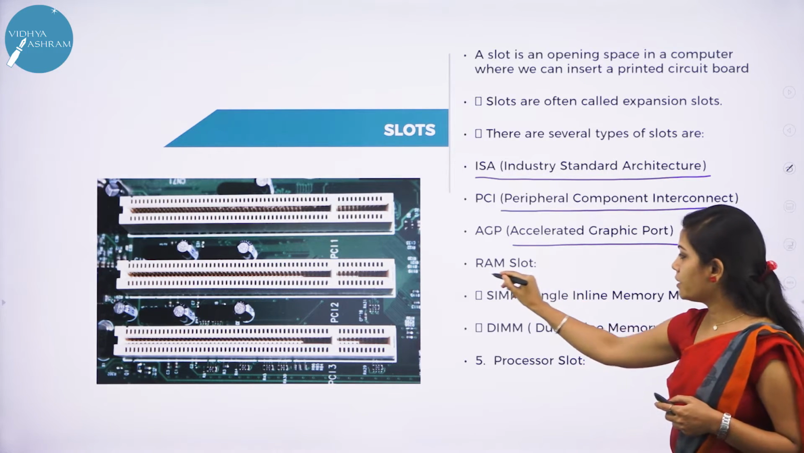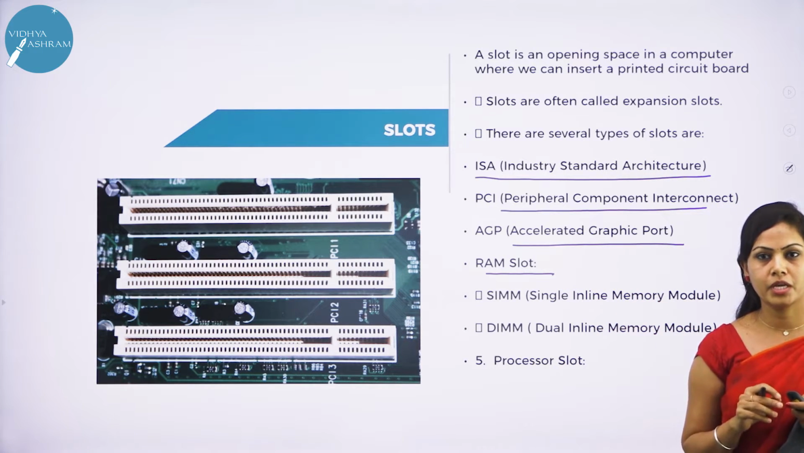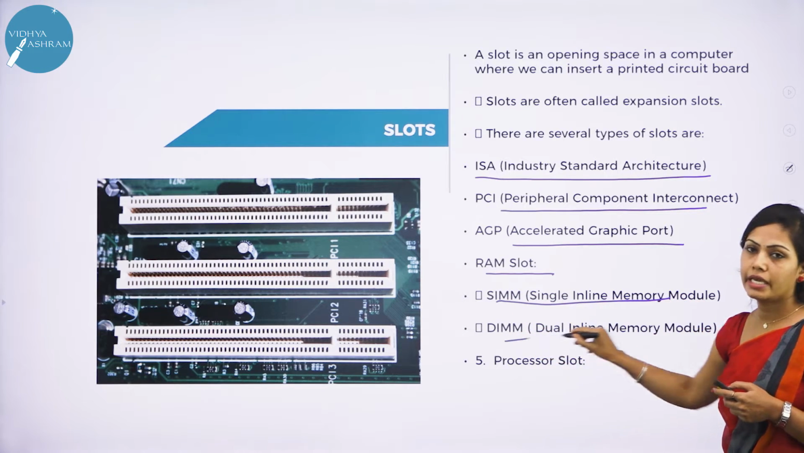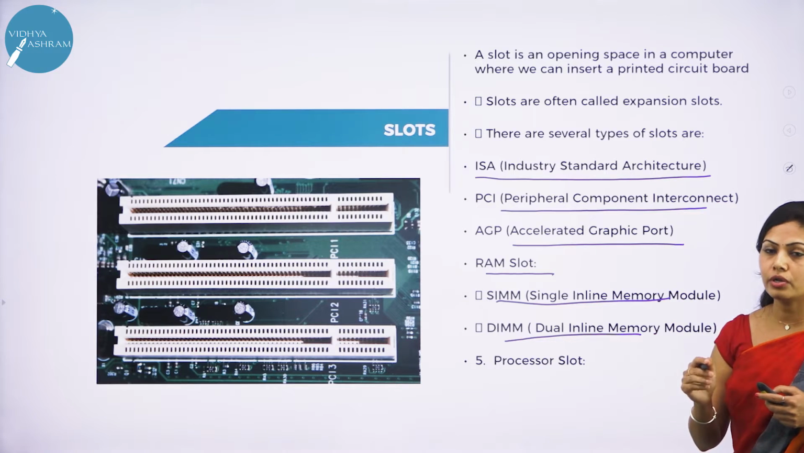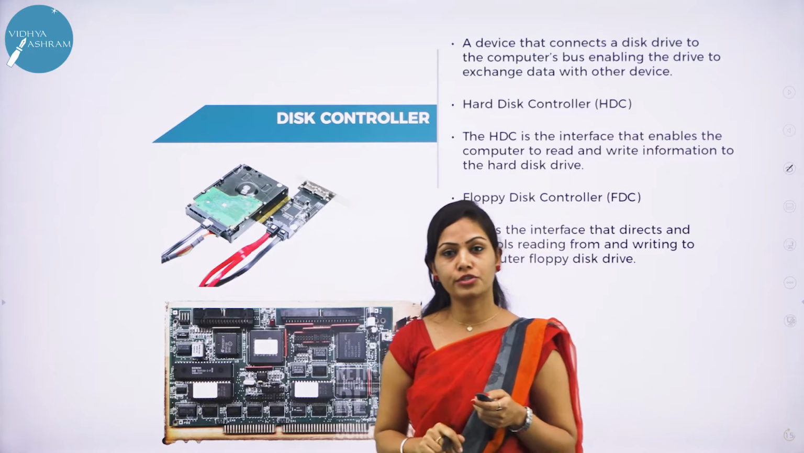Next we have RAM slot. RAM slots are used to install memory. There are 2 types of RAM slots, that is SIMM and DIMM, single inline memory module and dual inline memory module. Next we have disk controller.